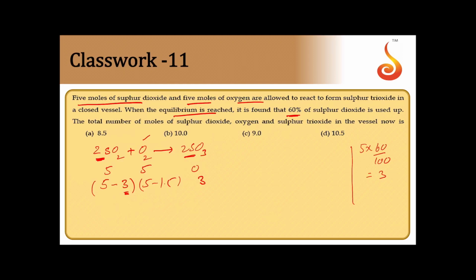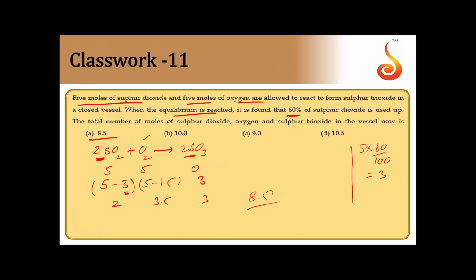Now the question is total number of moles. So it will be 2 moles from here, 3.5 moles here, and 3 moles here. Total number of moles, just adding all of them, 2 plus 3.5 plus 3, the value comes to 8.5. So answer is option A, 8.5.